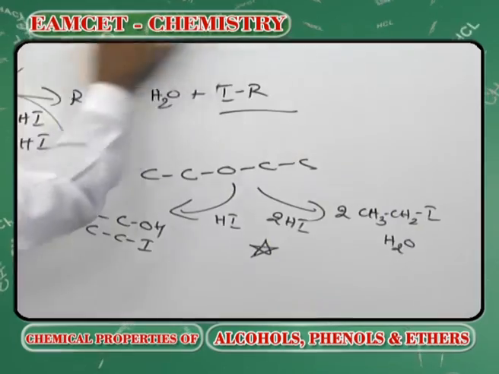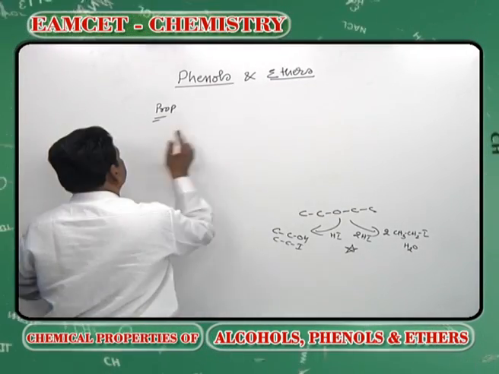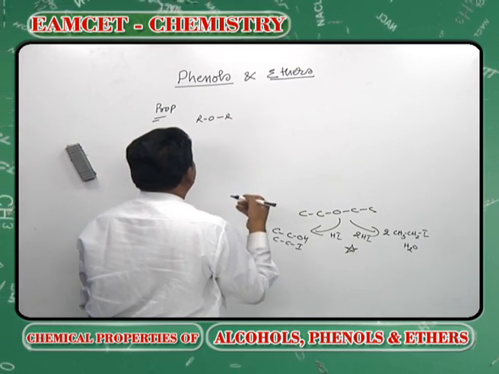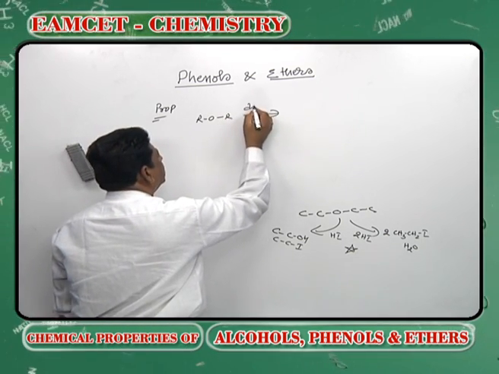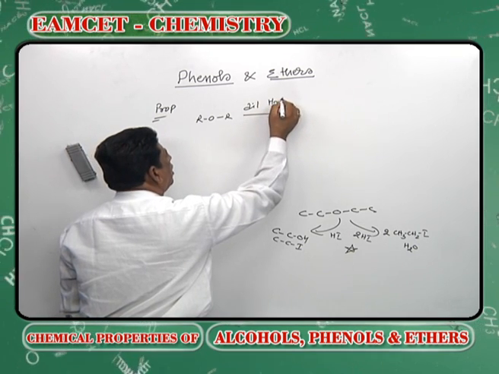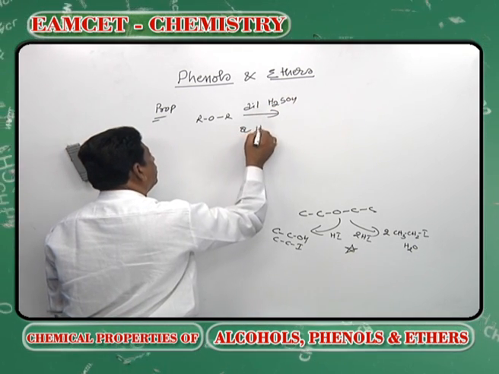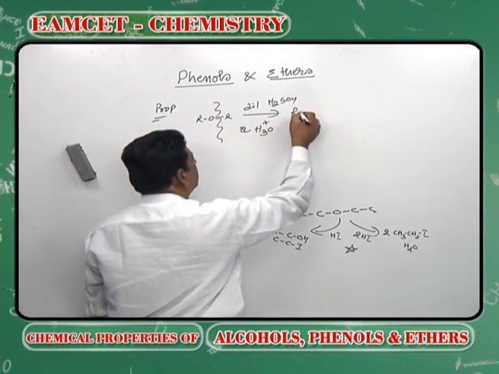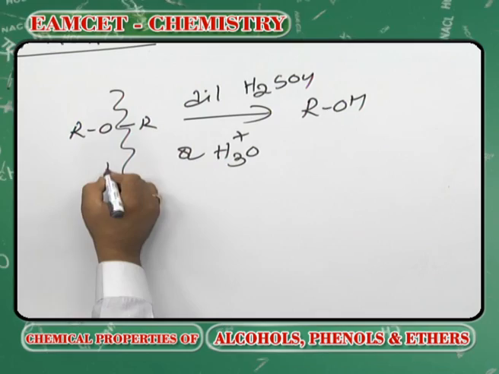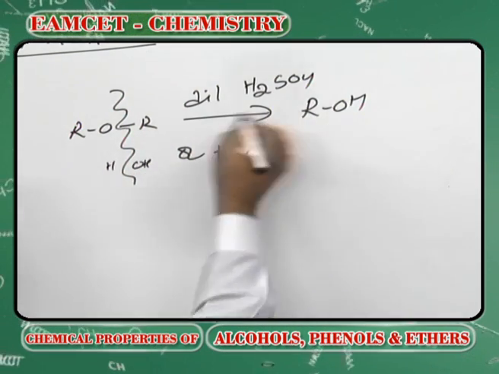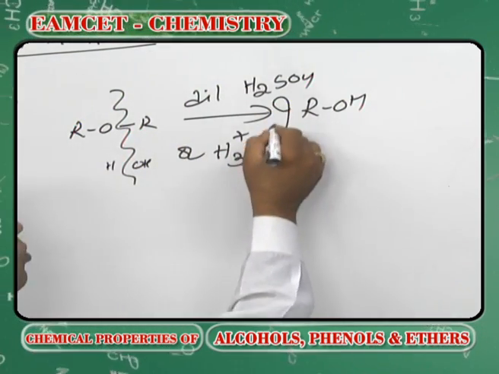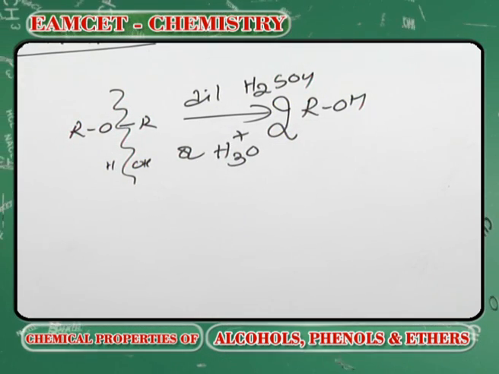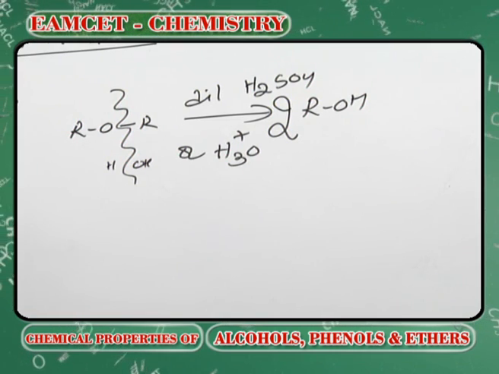Ethers have another reaction: the ether bond you can cut with dilute sulfuric acid or H₃O plus. You can hydrolyse it, one will become alcohol, that means we are adding HOH. So on both sides you are getting ROH, so 2 moles of alcohol will be formed. Ether has no other reaction excepting this HI reaction and the hydrolysis reaction.